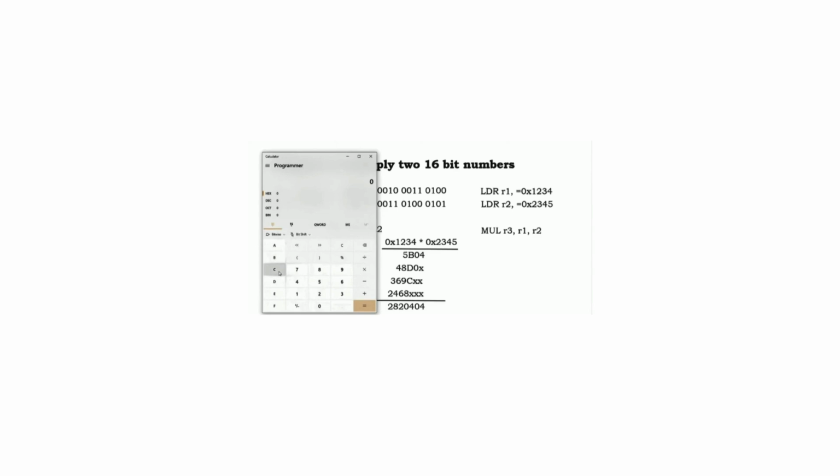Like this we will add all the values and we will get the value 2820404, which we can verify here. We will multiply the hexadecimal numbers, that is 1234 into 2345. We can see here we have the value 2820404. That's what we got. We will start writing the program. To write any program, we need the Keil MicroVision software. So open this.